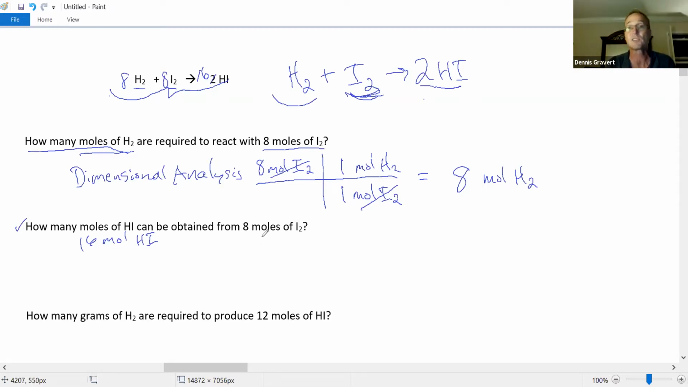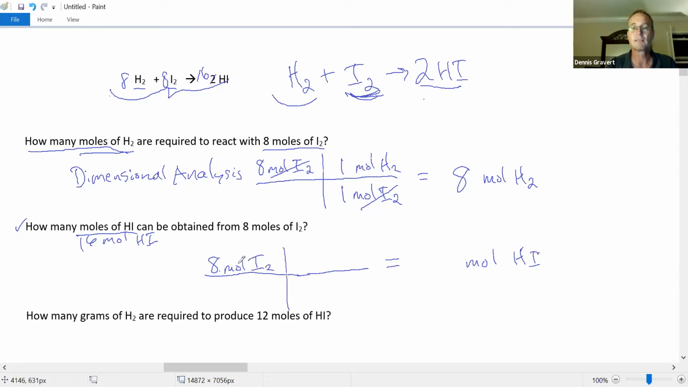So you might say, okay, let's use dimensional analysis. What do we want? Well, moles of HI, rather. Read the question, Dennis. Moles of HI. How many moles? That's what we want. Draw a line for some conversion factors. Look for a digit. Here's the number 8. What are the units? It's moles, but it's also I2.